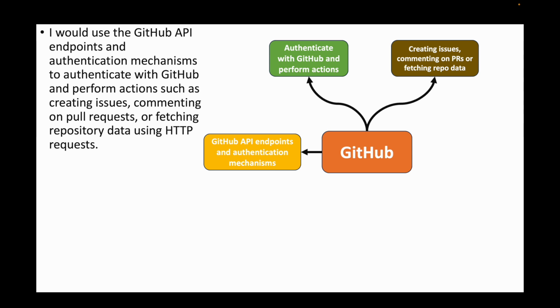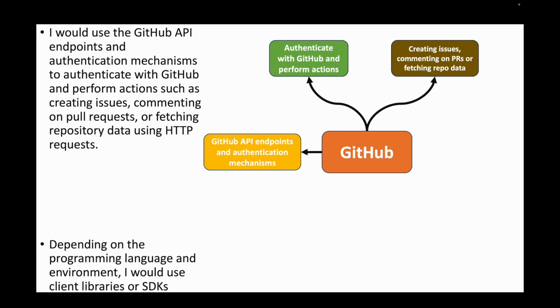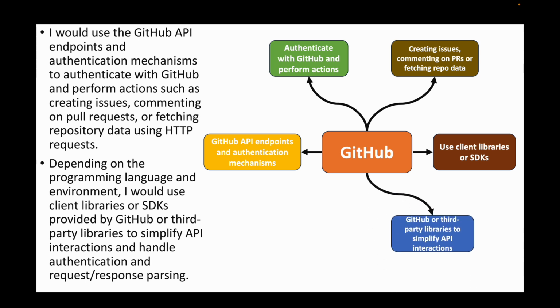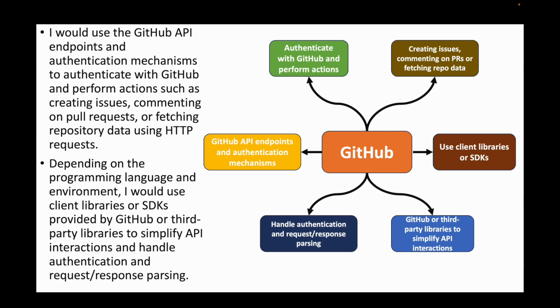The actions can be creating issues or commenting on the PRs, the pull requests, or fetching the repository data using HTTP requests. Now, depending on the programming language and the environment that you're using, we can make use of the client libraries or SDKs provided by GitHub or any third-party libraries to simplify your API interactions and also handle the authentication and request or response parsing. So basically, we'll have to authenticate. Once authenticated, we can start interacting with GitHub programmatically.